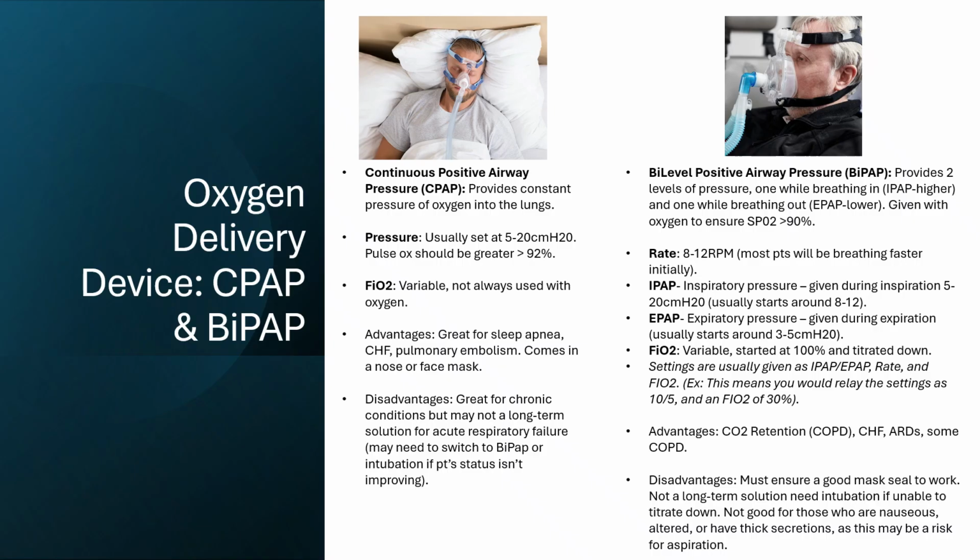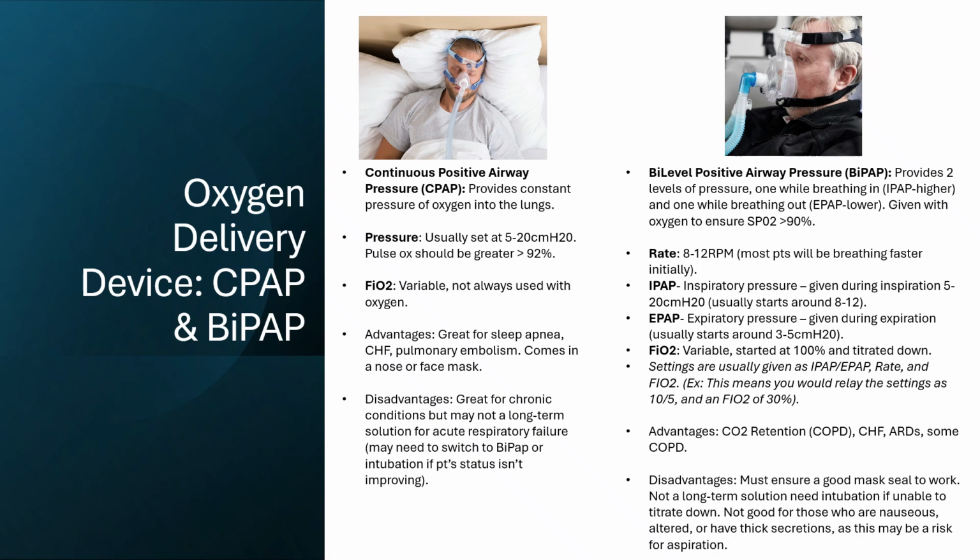So, moving up a level here, you've got your BiPAP, which is bi-level positive airway pressure. This provides 2 levels of pressure. One while breathing in, which is your inspiratory pressure, which is a higher rate. And then you get another level of pressure when you breathe out, which is your expiratory pressure, which is a lower rate.